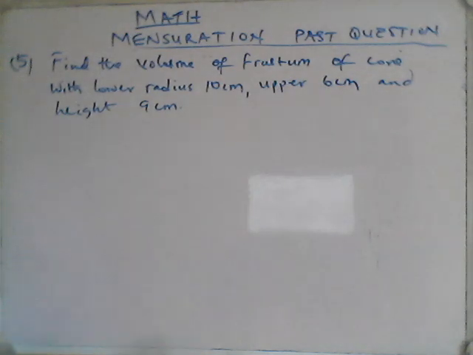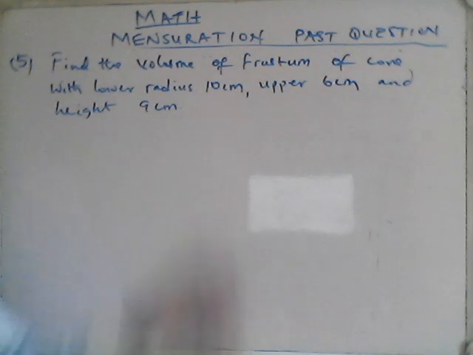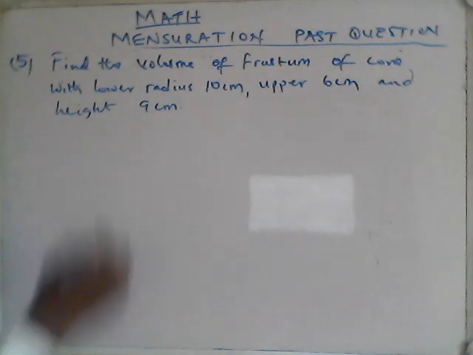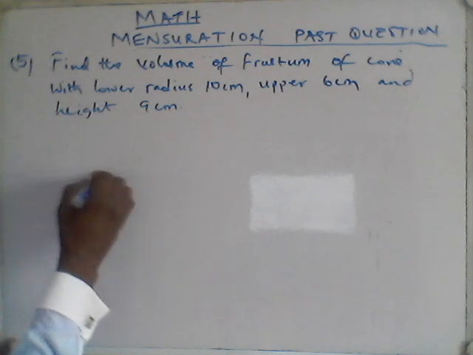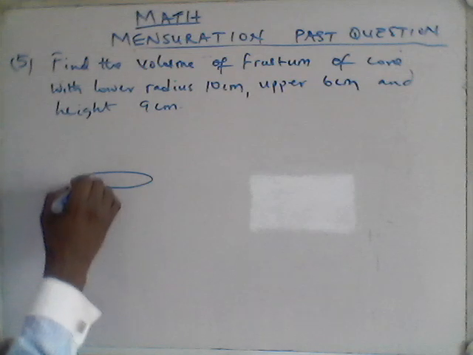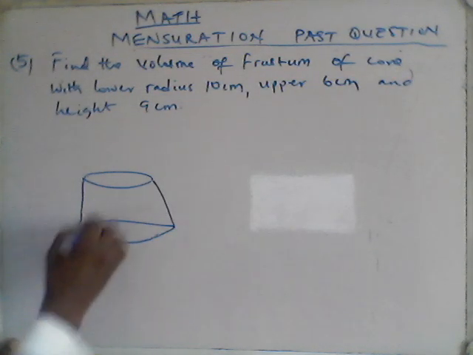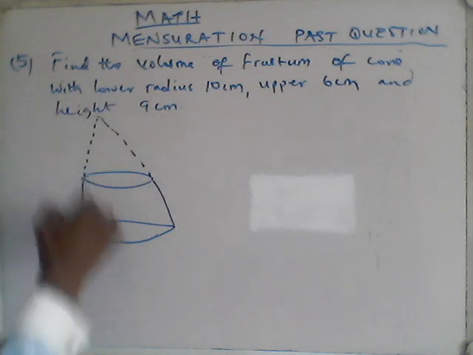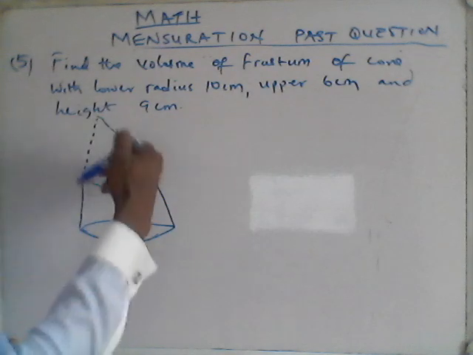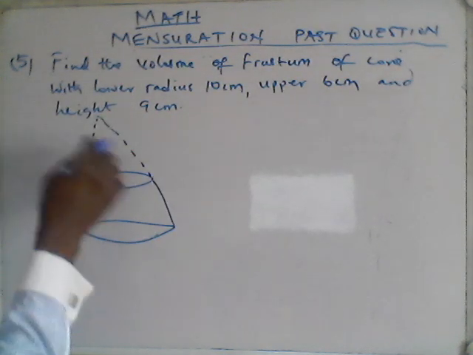So I have this question on the board. It says find the volume of the frustum of a cone with lower radius 10 cm, upper radius 6 cm and height 9 cm. So this is a frustum. A frustum is actually derived from a cone like this. If I continue these two sides, they will meet at a point. So this exterior is the cone, but the smaller cone is cut off. So this other side is the frustum.